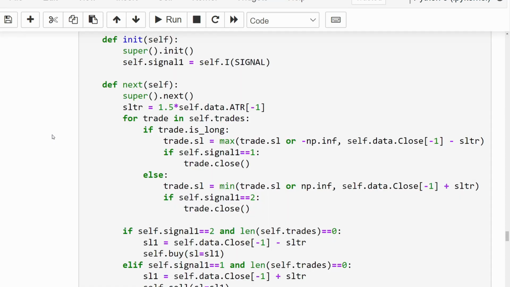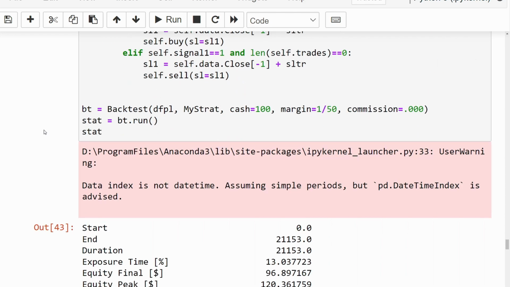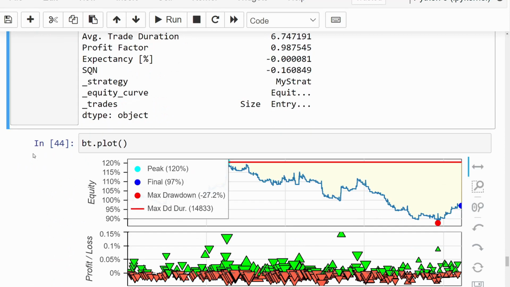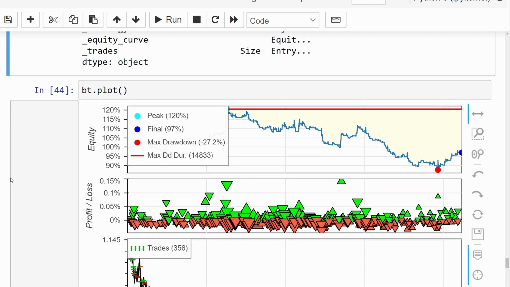And the third one, where we are using the trailing stop loss distance, we have minus 3% of return. So it's also losing 3% regarding the starting part of the equity. Okay, so it's not as spectacular. We would have expected something better.